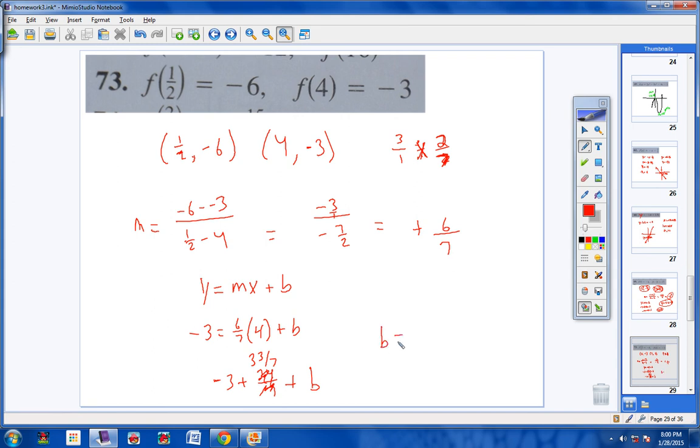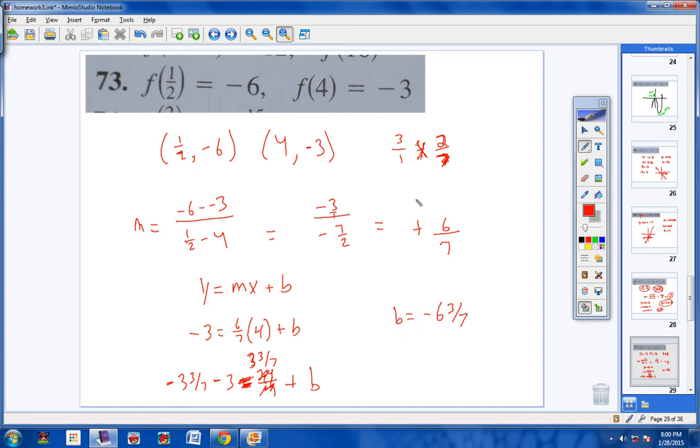So b equals, hold on one second. I want to make sure I don't make a mistake. I think one thing I did wrong is this should be an equal sign here. Okay, there we go. So if we have -3 equals 24 over 7 plus b, bring the 3 and 3/7 over, and make it a -3 and 3/7. So you get -6 and 3/7. So b equals -6 and 3/7.